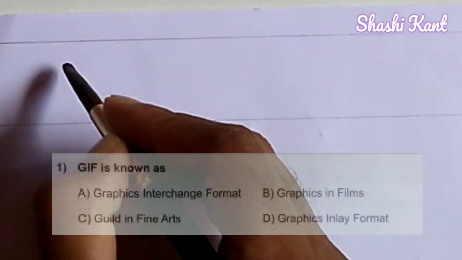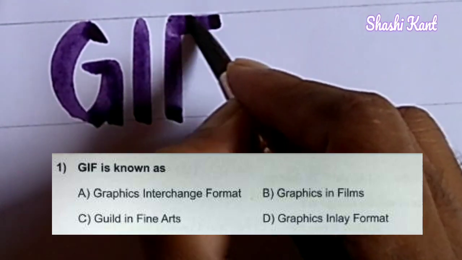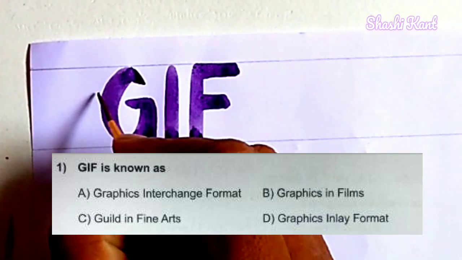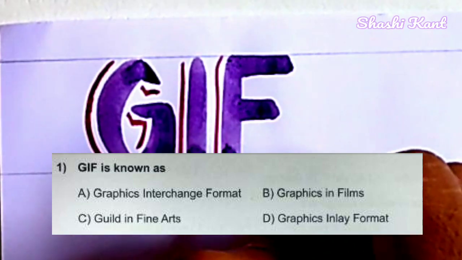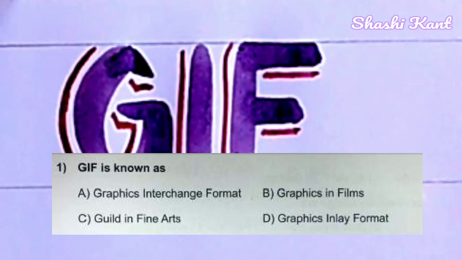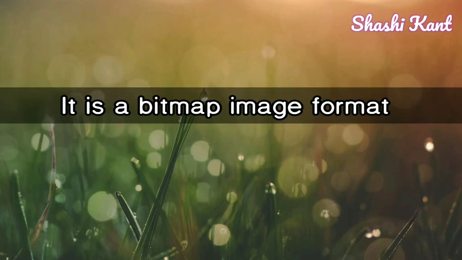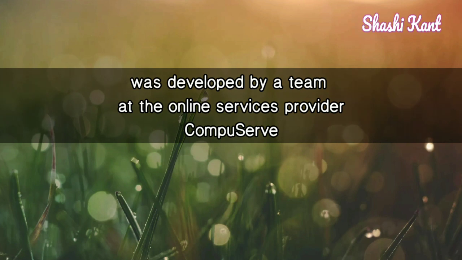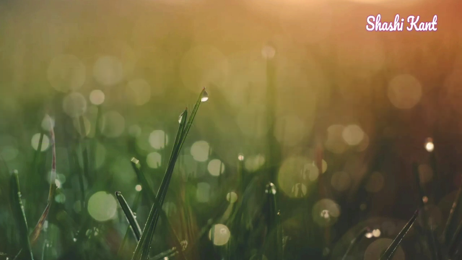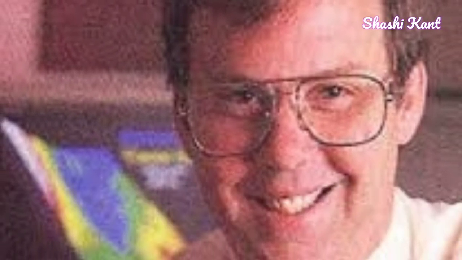Question number 1. GIF is known as, options are A. Graphic Interchange Format, B. Graphics in Films, C. Guild in Fine Arts, D. Graphics Inlay Format. And the correct answer is A. Graphic Interchange Format. The Graphics Interchange Format is a bitmap image format that was developed by a team at the online service provider CompuServe, led by American computer scientist Steve Wilhite on 15th June 1987.